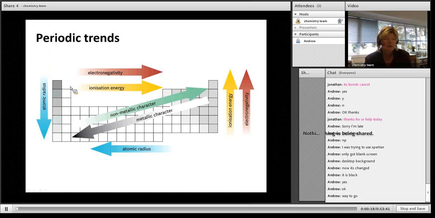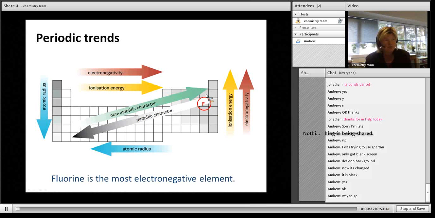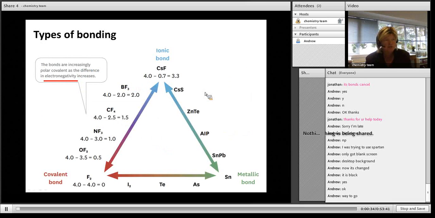Okay, quickly revision. The electronegativity increases across. You do need to know these trends when you're trying to work out the dipoles. And of course, electronegativity increases up a group. Now, fluorine landed up in a slightly wrong space there. It should, of course, be up there. Whoops.